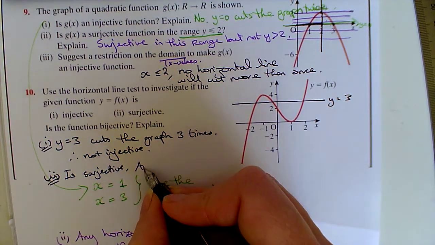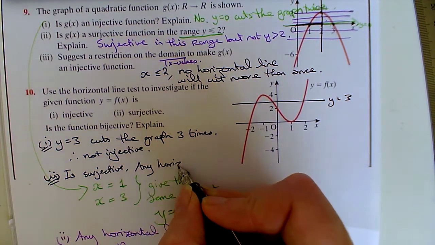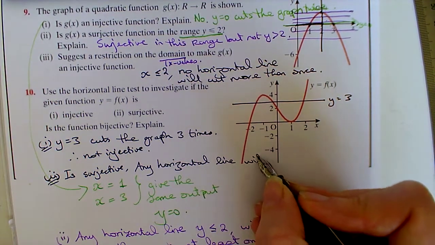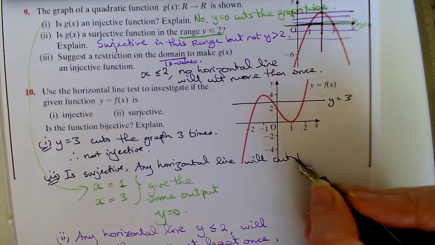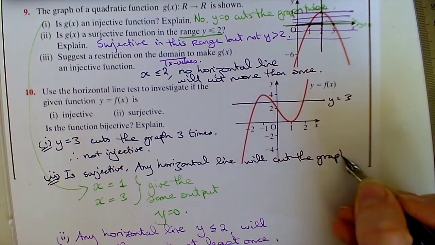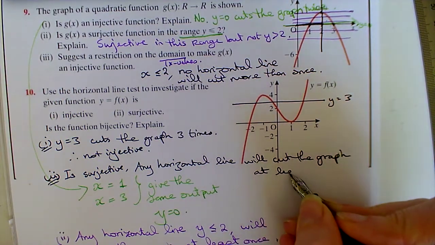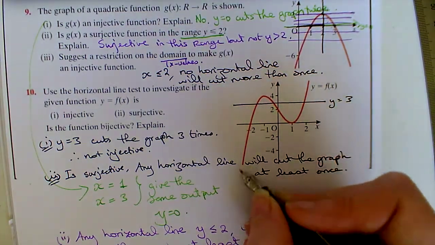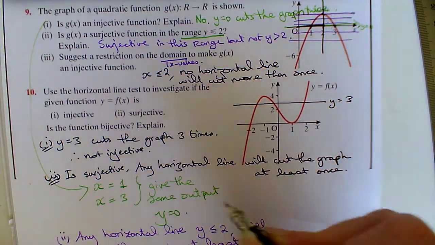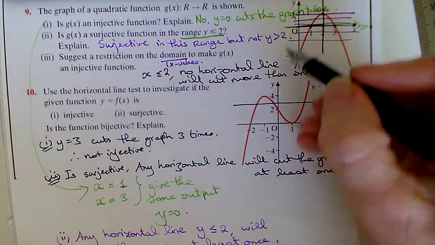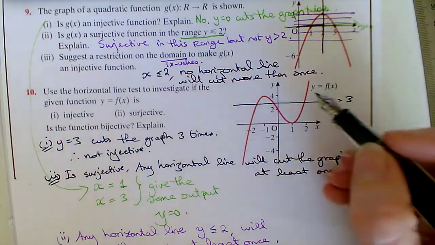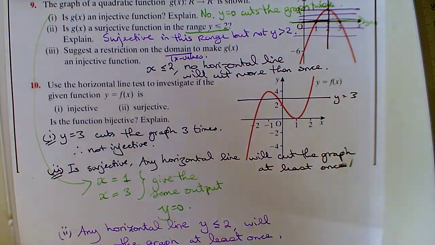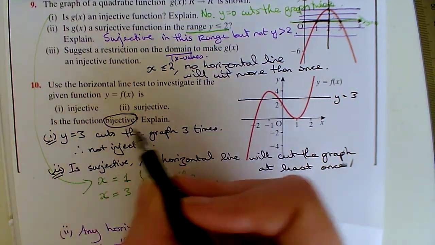because any horizontal line will cut the graph, intersect with the graph at least once. Okay, no matter how far down here I come, there's always going to be a tail here that will cut the graph. No matter how far up here I go, there's always going to be a tail up this way where I'll cut the graph. So it is surjective. Is it bijective?